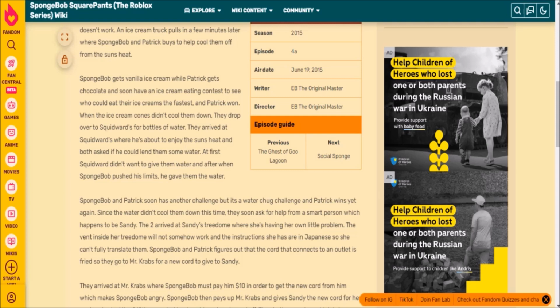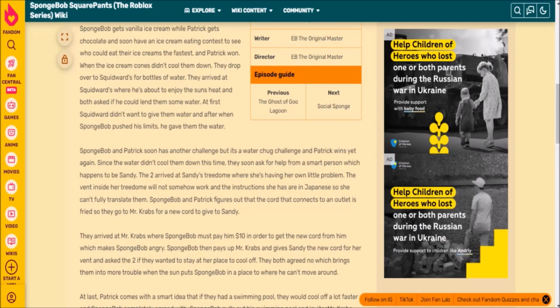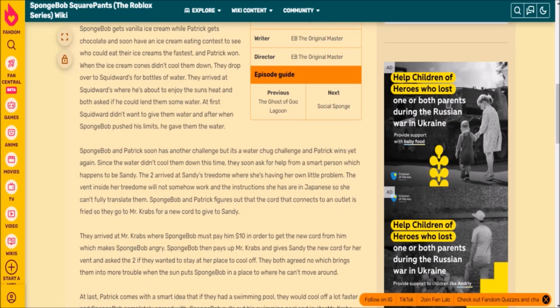They arrived at Squidward's, where he's about to enjoy the sun's heat, and both asked if he could lend them some water. At first, Squidward didn't want to give them the water, and when SpongeBob pushes his limit, he gives them the water. SpongeBob and Patrick soon have another challenge, a water chug challenge, and Patrick wins yet again. Since the water didn't cool them down this time, they soon ask for help from a smart person, which happens to be Sandy.